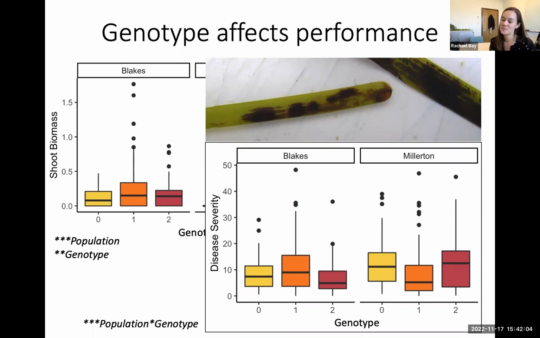So actually in the Blake's population, there's no difference between the three genotypes, but in the Millerton population, the heterozygotes have the lowest severity of these disease lesions. So there's potentially an interaction with some genetic background or something. But it does seem that the genotype of these inversions affects performance, where in both of these cases, it seems like there's a good case to be made that heterozygotes might be more fit in these environments.